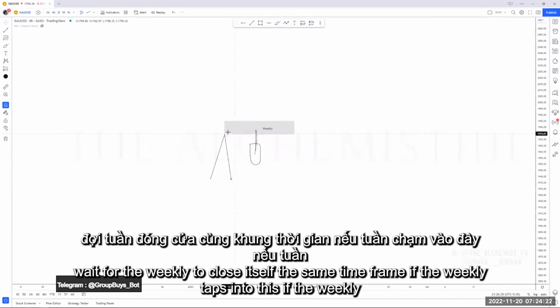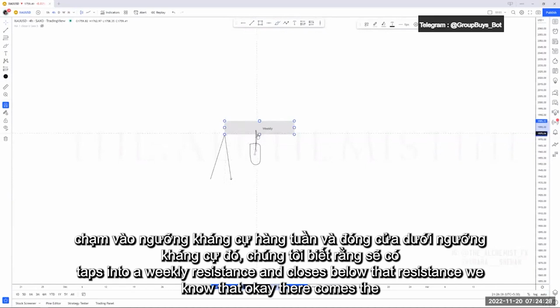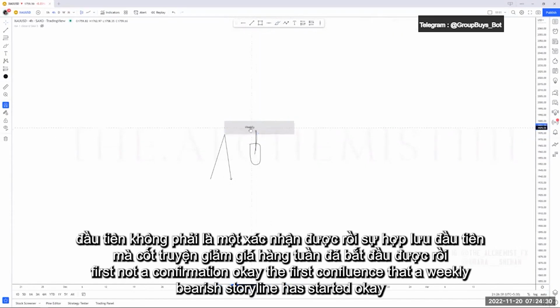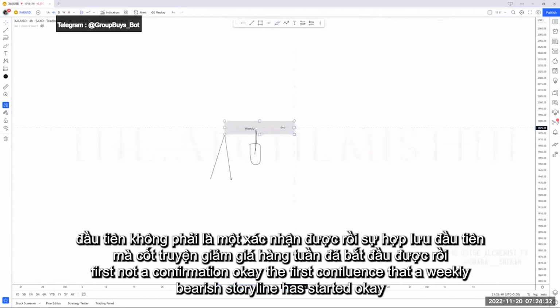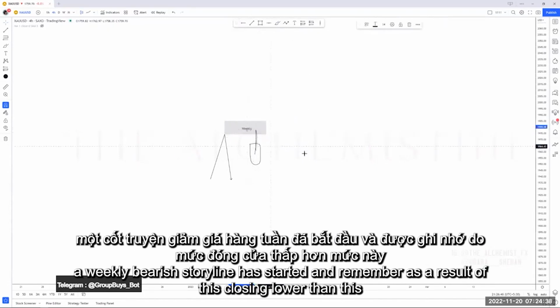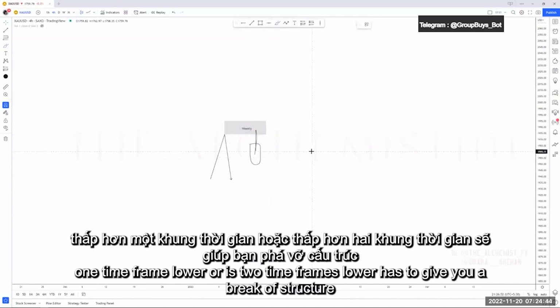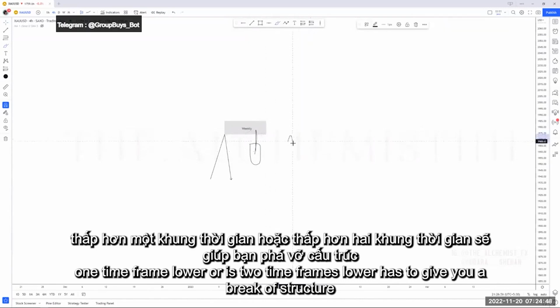So if the weekly taps into a weekly resistance and closes below that resistance, we know that there comes the first, not a confirmation, the first confluence that a weekly bearish storyline has started. And remember, as a result of this closing lower, one time frame lower or two time frames lower has to give you a break of structure.